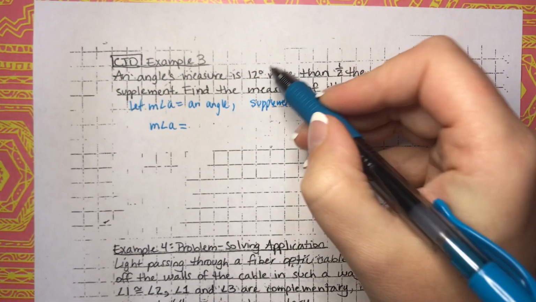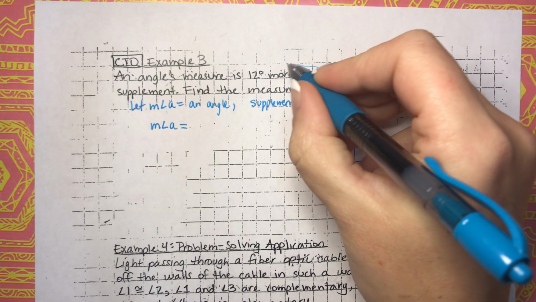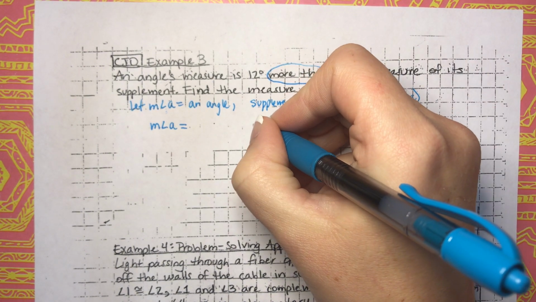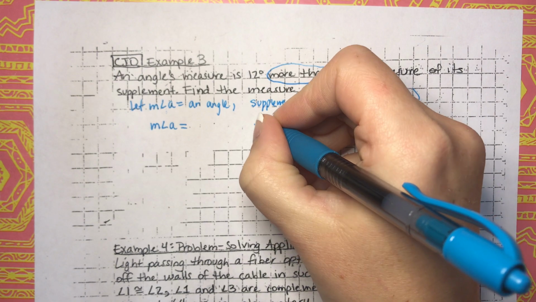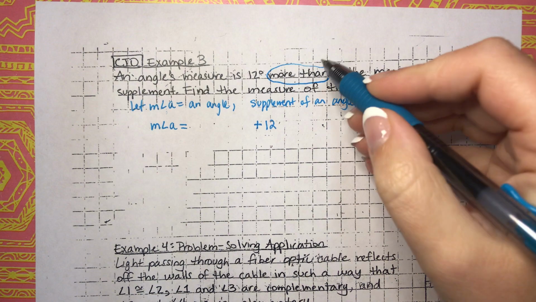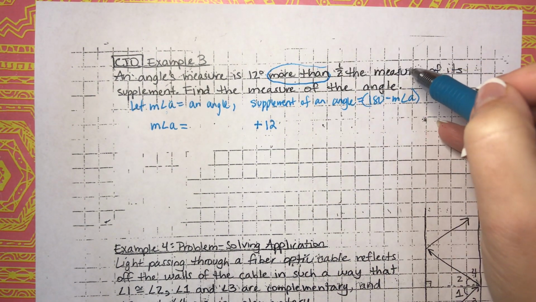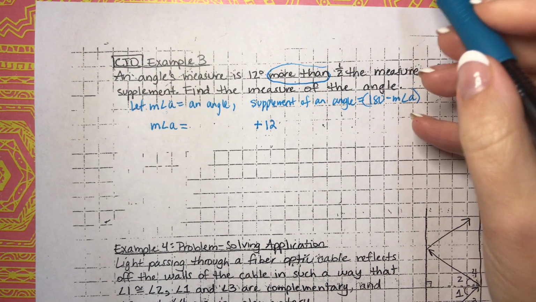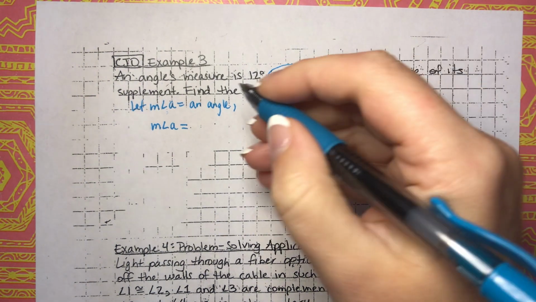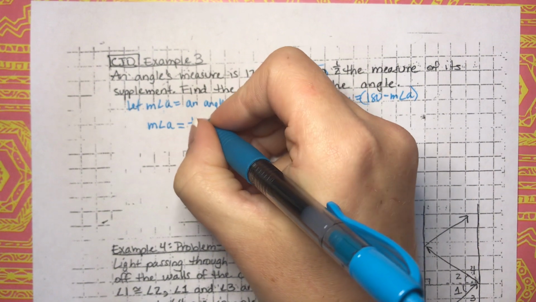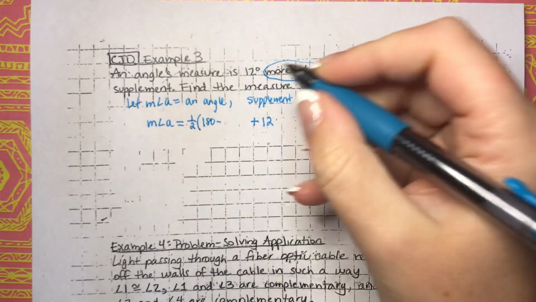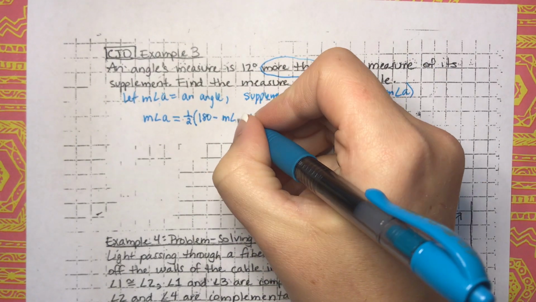equals 12 more than. Okay, so there's more than, that's plus and flip. So I'm going to write this plus over here so I have more room this time. So plus, and this 12 flips to the back. Okay, so 12 more than half the measure of its supplement. So that's half the measure of its supplement, so half of this right here. So it's going to be 1/2 times this whole thing, 180 minus the measure of angle A.